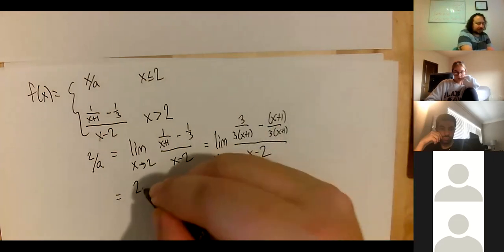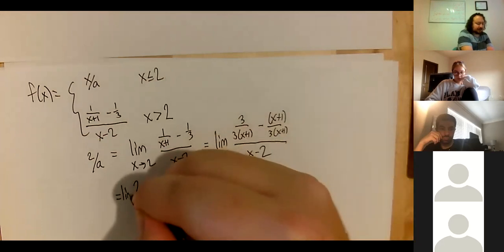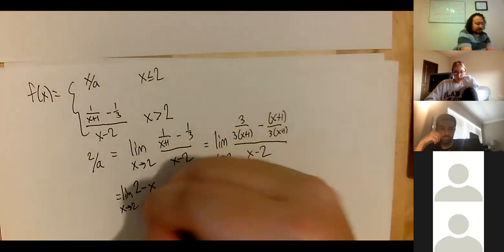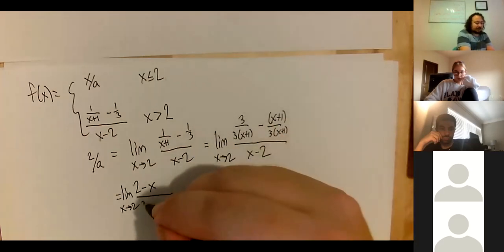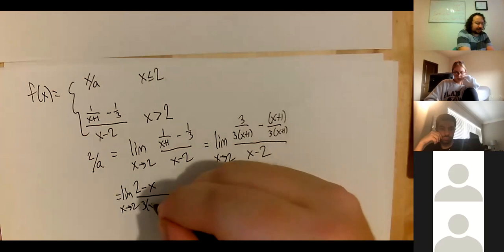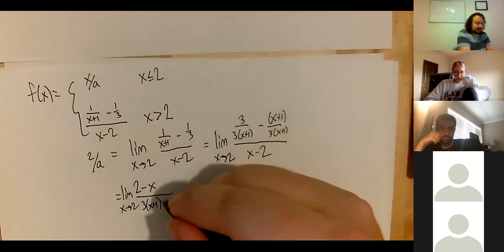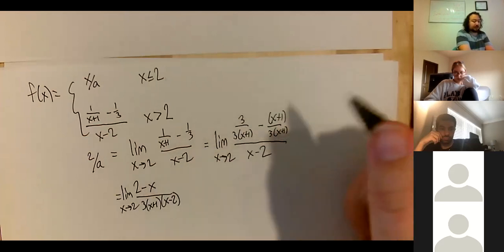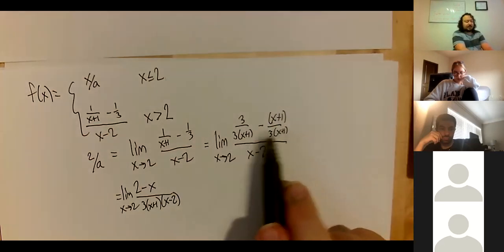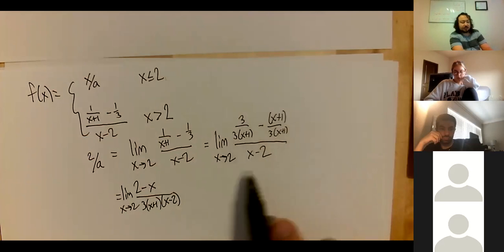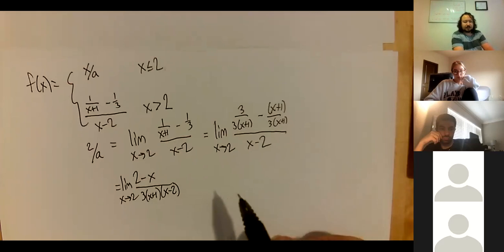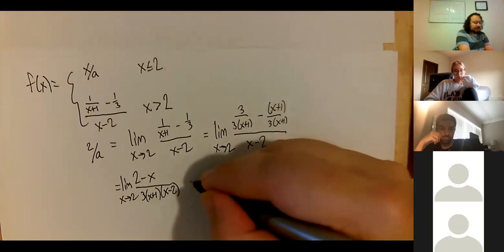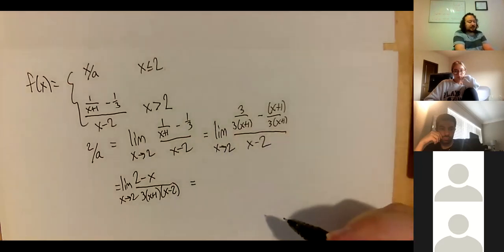That will simplify to be 2 minus x. And then now our denominator will have 3. It'll have x plus 1. And it'll have this x minus 2 right here. Because what I did was I combined these fractions together, and then I have a fraction divided by something. That means that this will also go in the denominator here. Okay, now there's a little bit of simplification we can do with this.